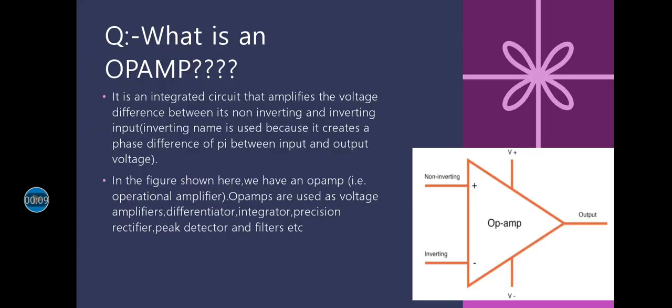So what is an operational amplifier? It is an integrated circuit that amplifies the voltage difference between the two voltages that are connected to the inverting pin and the non-inverting pin of the operational amplifier.